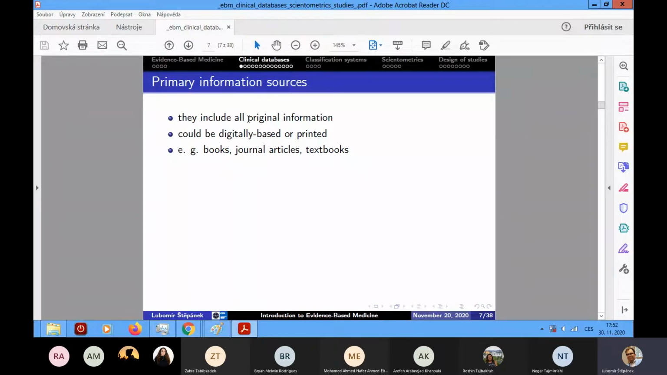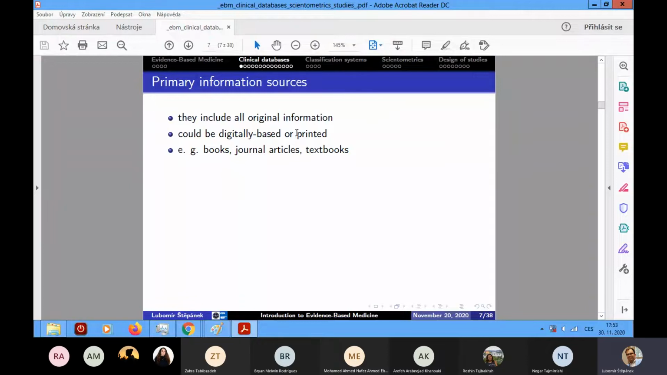So it's not, for example, some kind of redirect or digest, or an extraction like an abstract or something like this. Sometimes you are interested in the full original information. So primary information sources are the ones which include the full original information, with no post-process changes. They could be digital based, usually online, or they could be printed out. For example, textbooks or books in general are usually printed out. We still live in a time that books and textbooks are still printed out.